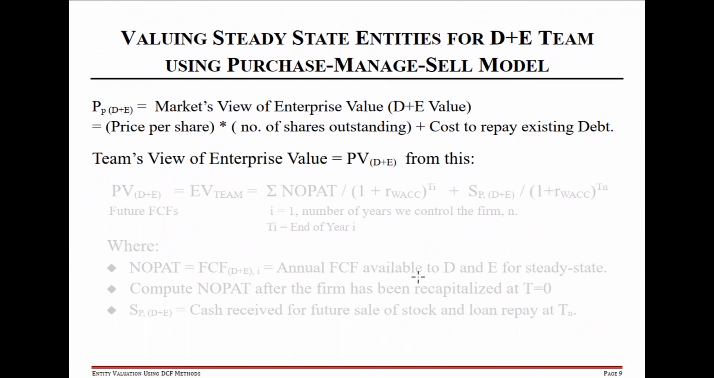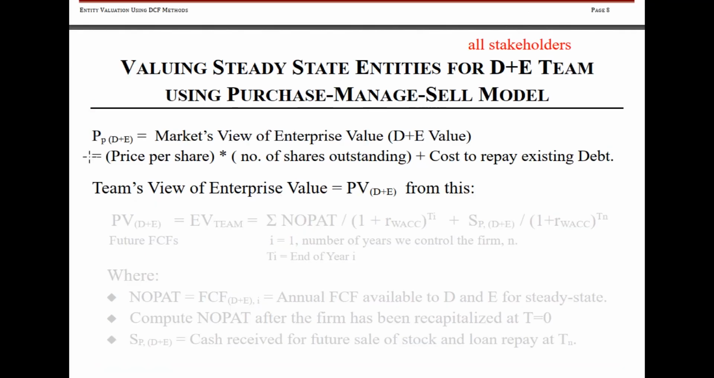And last up here, let's consider our fourth case, which is valuing steady state entities for the debt equity team, or for all stakeholders, using now the purchase manage sell model. So let's consider the purchase price for everyone. That is the market's view of the enterprise value, what we call the enterprise value. So what's that got to be? For full control of the firm, we have to buy all the stock, which is just the price per share of the stock times the number of shares outstanding.